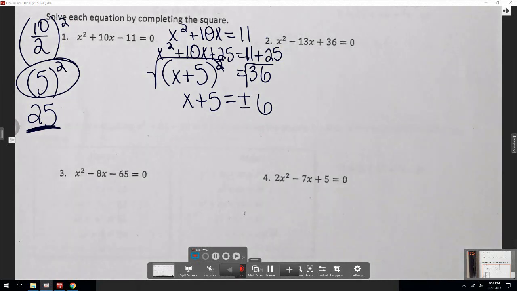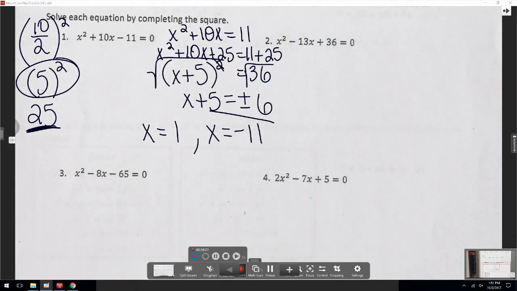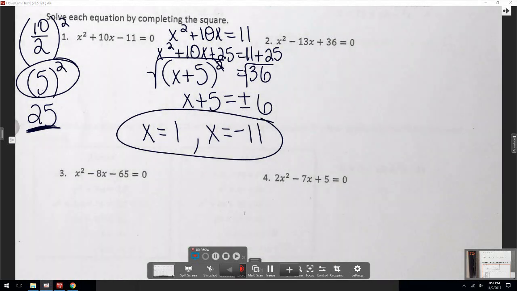Okay, here we go. You have two equations. Listen. You got x plus 5 equals 6, and you got x plus 5 equals negative 6, okay? Everybody good with that? So how would you get x by itself now? Subtract. There you go. So you have positive 6 minus 5. How much is that? 1. And then you have negative 6 minus 5. And ladies and gentlemen, those are your x values, x intercepts.